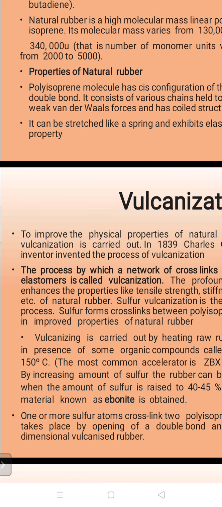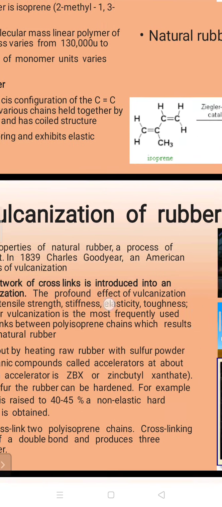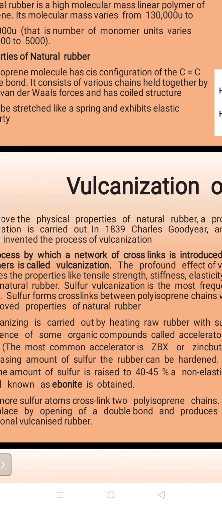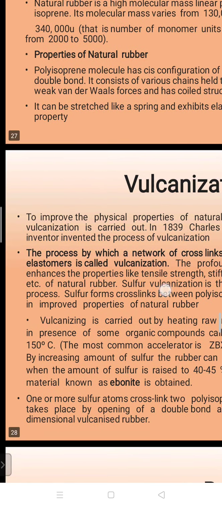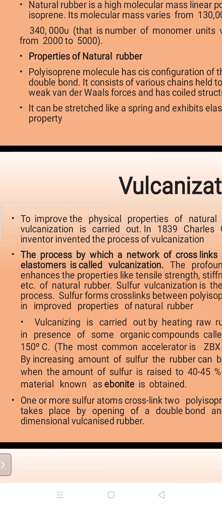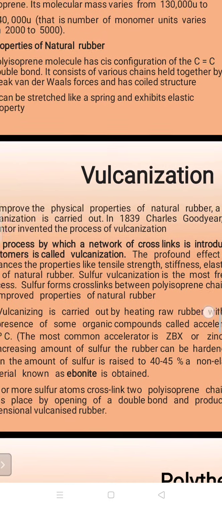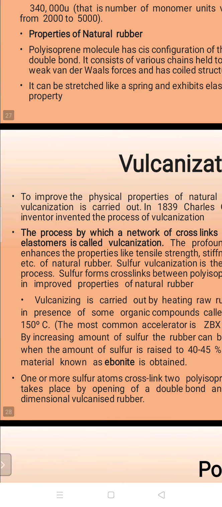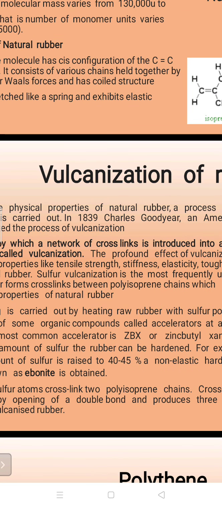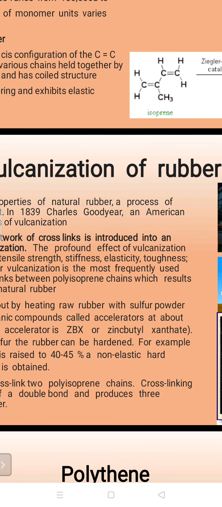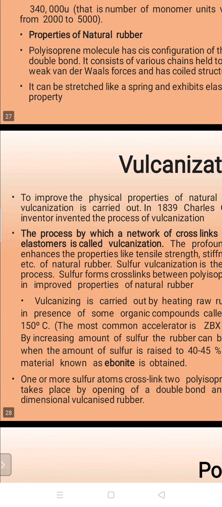Vulcanization can be carried out by heating raw rubber with sulfur powder. Raw rubber means rubber obtained from the latex of the rubber tree, in presence of some organic compounds called accelerators, at about 150 degrees Celsius. And the most effective common accelerator is ZBX. ZBX, the long form zinc butyl xanthate, is one of the most important accelerators for vulcanization.